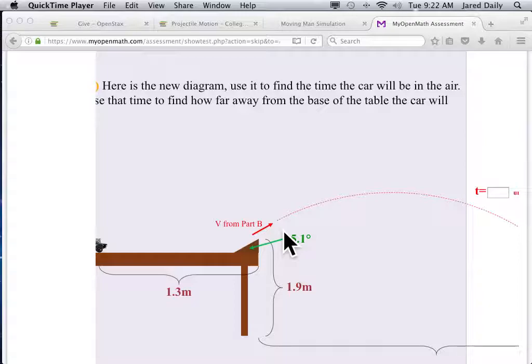Then, once you know t, you can calculate the distance next. Because it's just a constant velocity, it's just velocity times time in the x direction. And you can calculate that distance in the x direction.